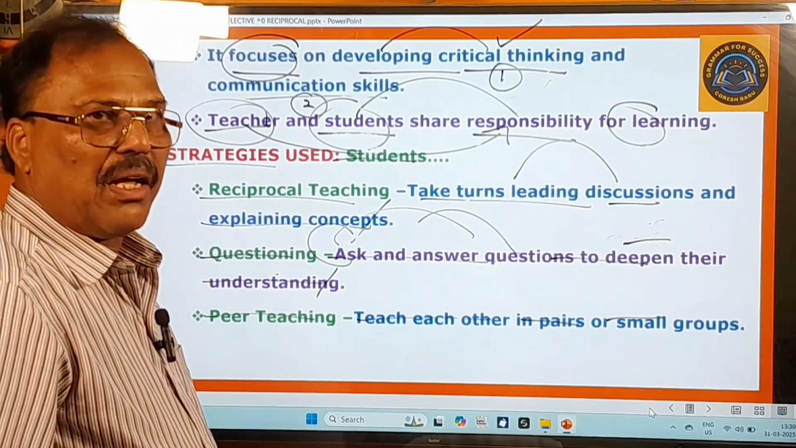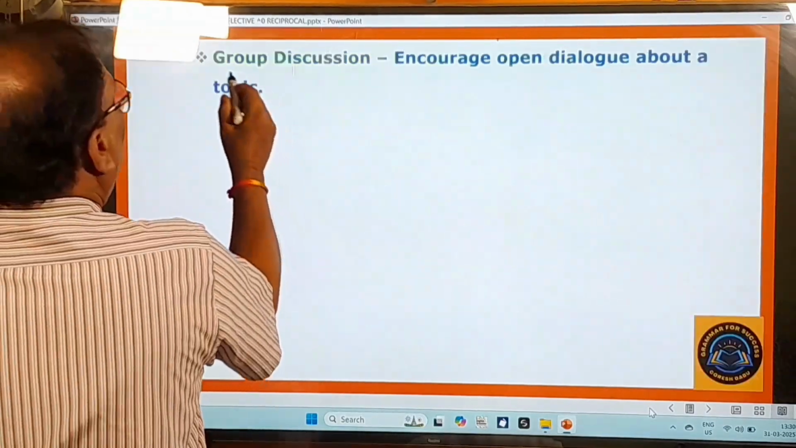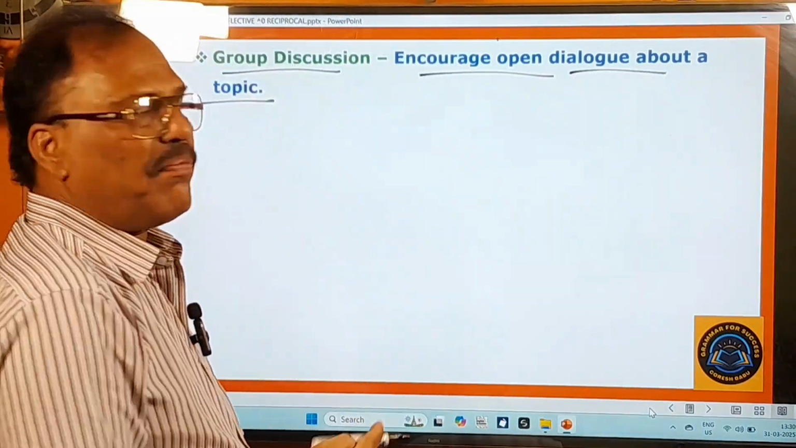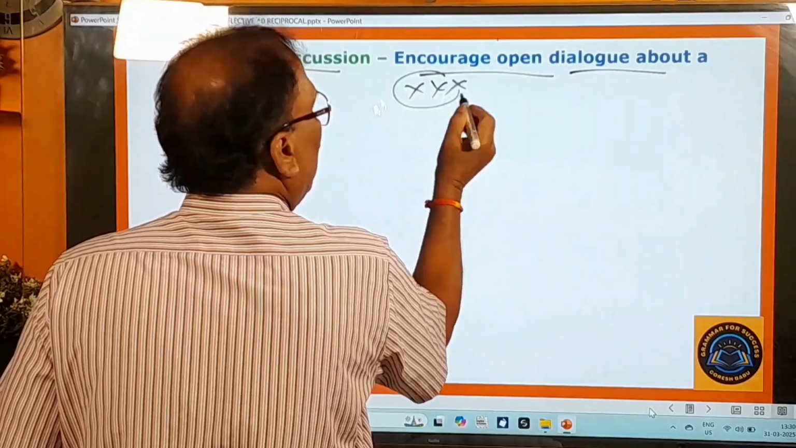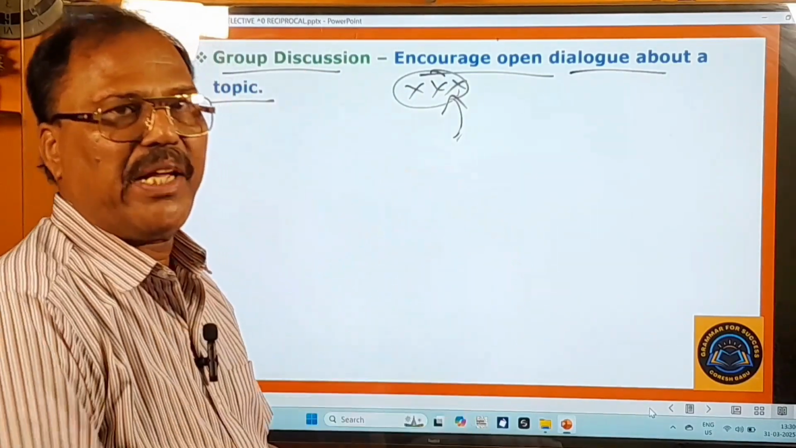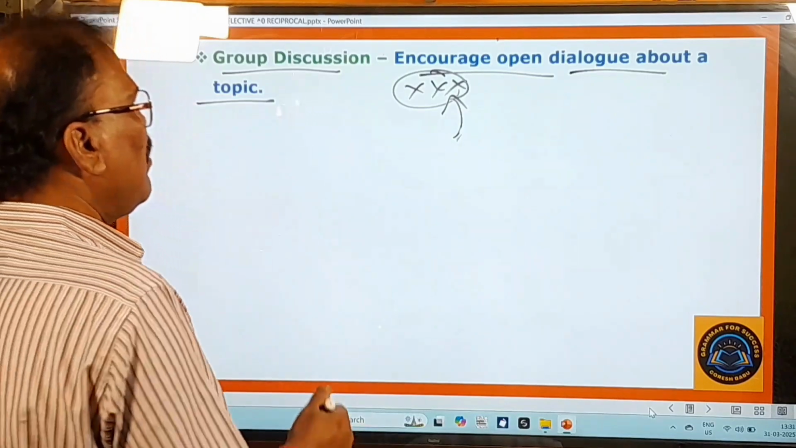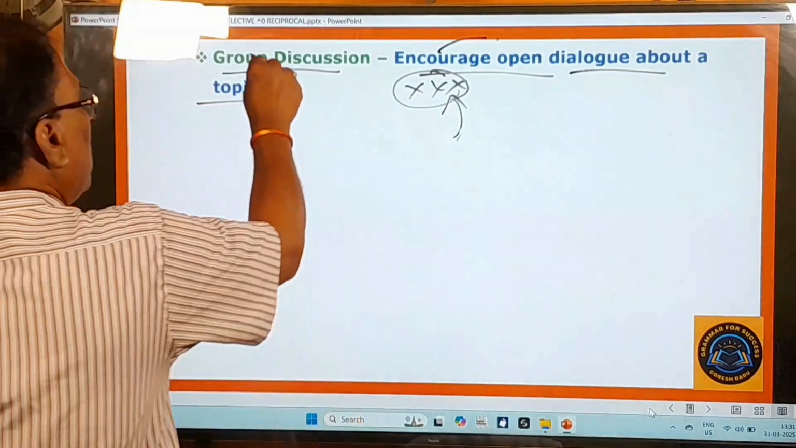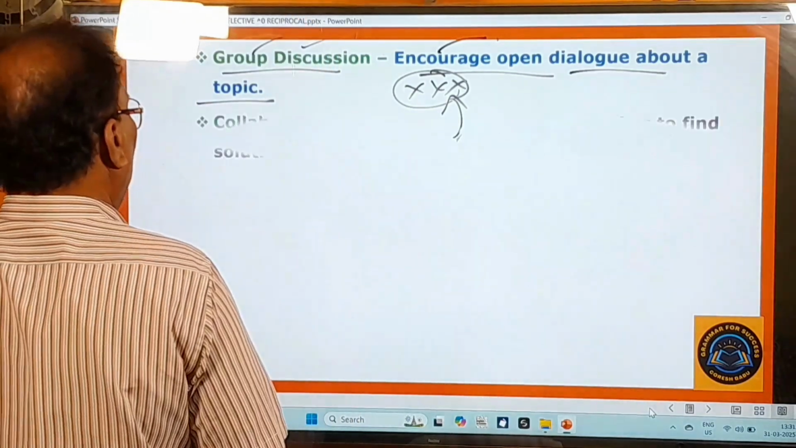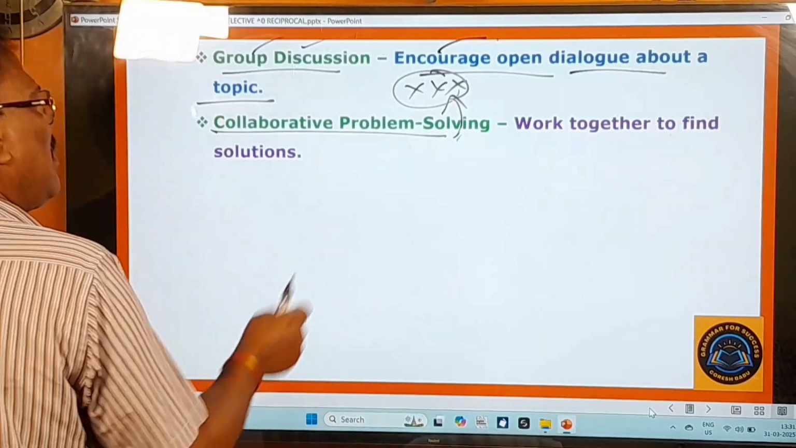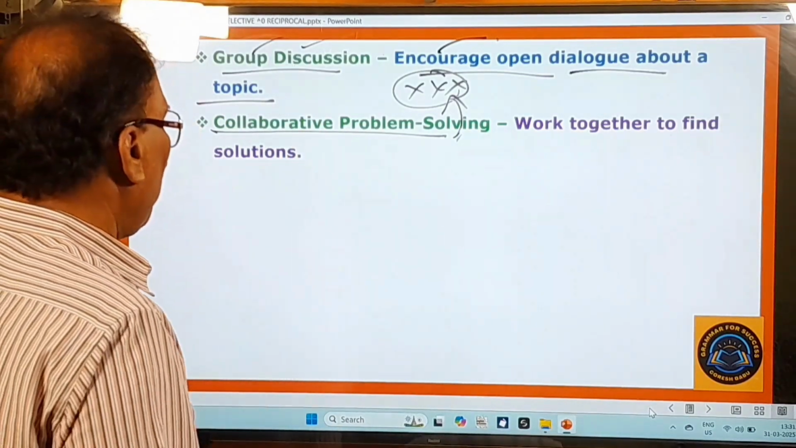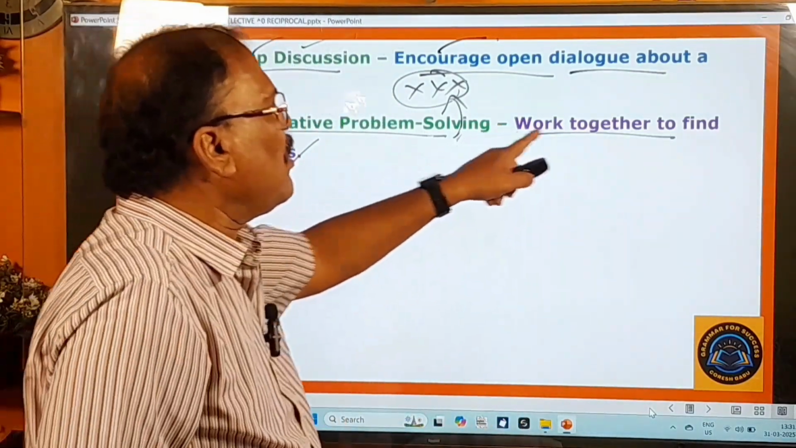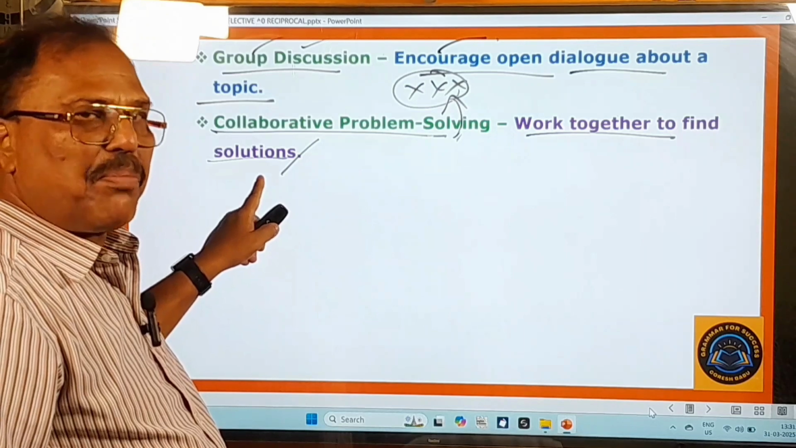And now you move on to learn other things of this reciprocal teaching. Group discussion. The students encourage open dialogue about a topic. So the students take up one topic, say XYZ topic. On that particular topic, all the students will have a dialogue. All the students will have a discussion. So the students encourage other students to participate in the dialogue, right? And this is called a group discussion. This is also a beautiful strategy, right? And collaborative problem solving is another strategy followed in this teaching approach. Collaborative problem solving, work together to find solutions. So the students work together to find solutions for various problems, right?